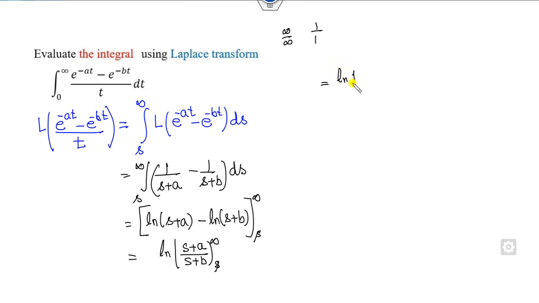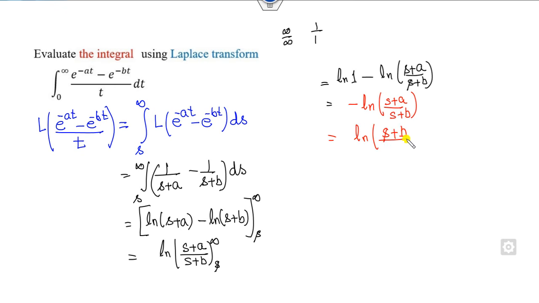So that is ln 1 minus ln of (s plus a) over (s plus b). ln 1 will be my 0. So it is minus ln of (s plus a)/(s plus b), or I can adjust with the negative as a reciprocal of this: ln of (s plus b) over (s plus a).